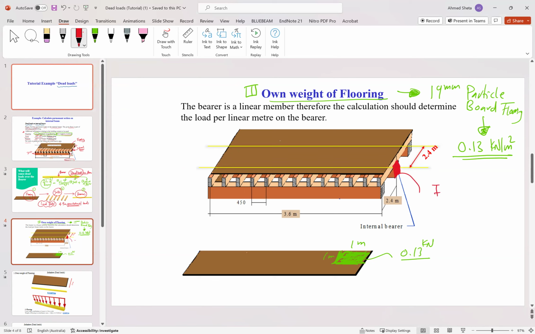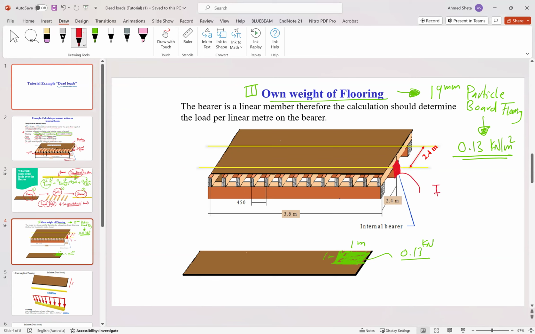So this blue line is indication of the internal beam, and this part is half base basing from top and half base basing from bottom. So the total area, the width of the total area is 2.4 meter. This width, we call it as the load width of the bearer. So this is the load width of the bearer, or how much the bearer will carry from the load.